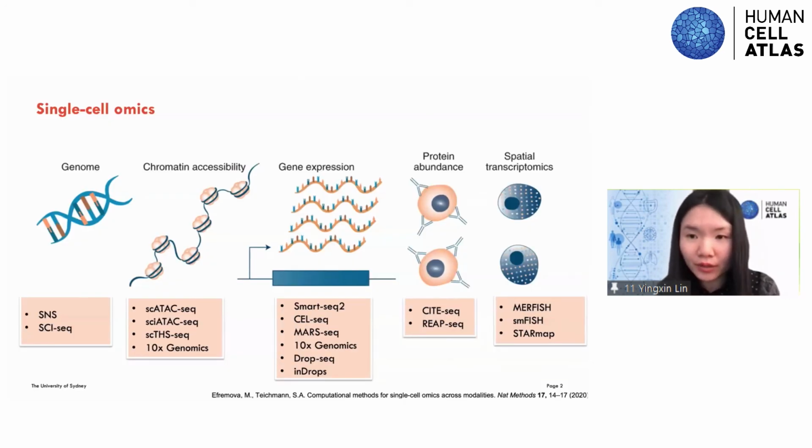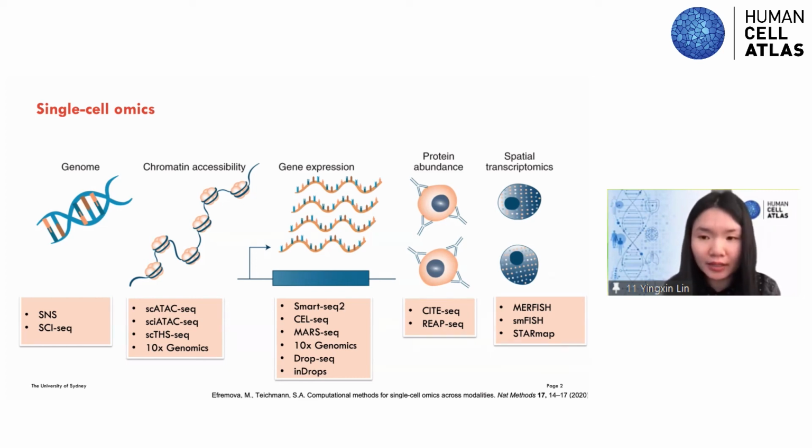Recent development of single cell technologies enables measurement of different modalities of individual cells, such as genomic, chromatin accessibility, gene expression, protein abundance, and spatial transcriptomics. However, each technology measures only one aspect of cell identity and has its unique strengths and weaknesses. Therefore, integrating multiple measurements of single cell omics is important for not only cell type classification, but also deeper understanding and characterization of cell identity and functions from different angles.